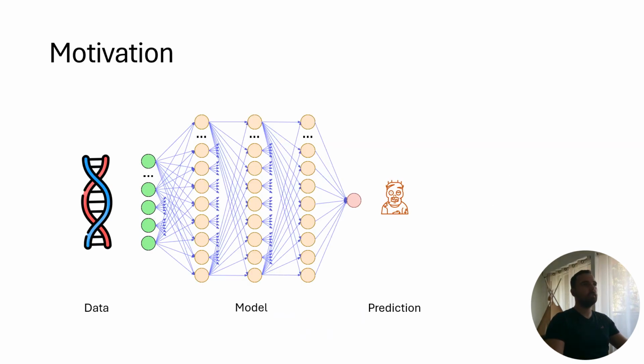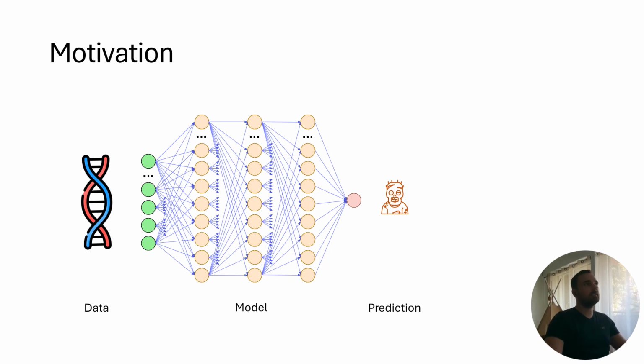So first, some motivation. We are all familiar with the data-model-prediction framework in machine learning, where we have some data and we want to train a model such that with new data we will be able to make predictions. This is basic machine learning, where in the middle we have a standard neural network. We do our training with a large neural network and then we can do inference.